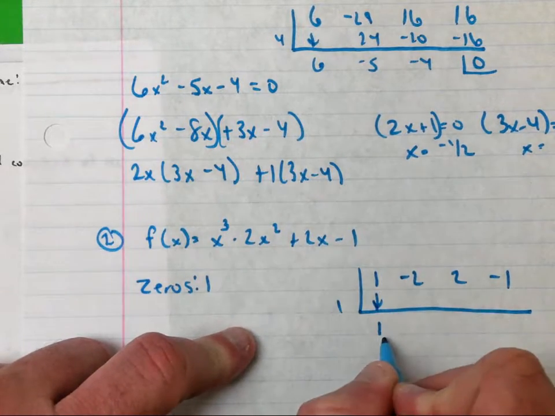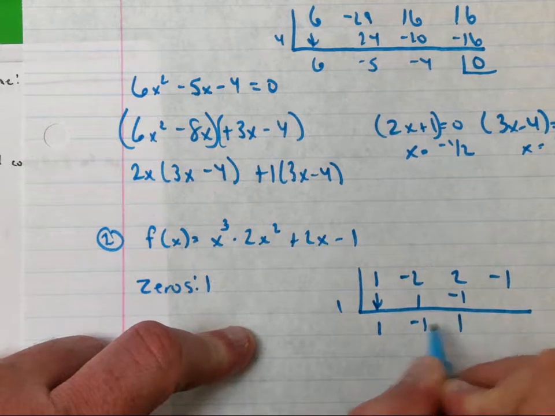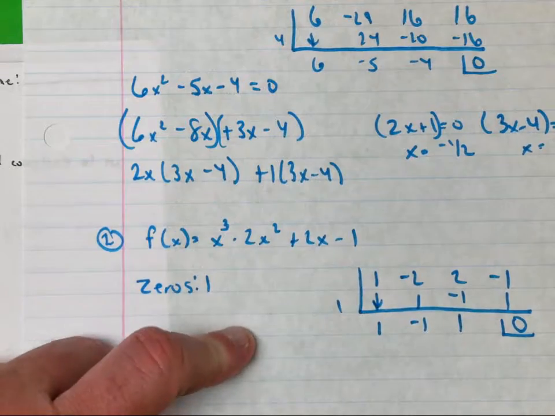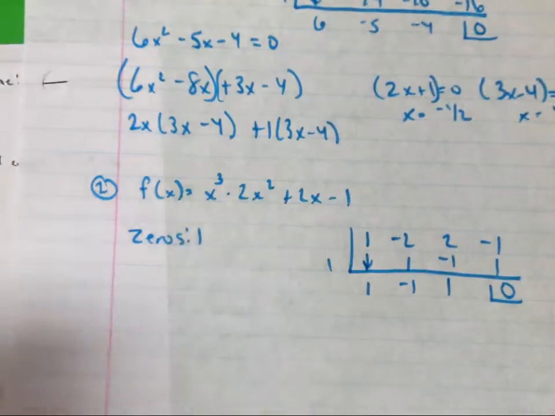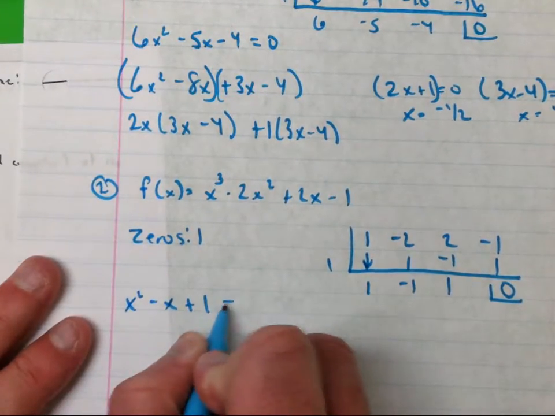Bring the first one down. 1 times 1 is 1. 1 times negative 1 is negative 1. I should get a remainder of 0, and in fact I did. Now I'm going to rewrite this quadratic. This will be x squared minus x plus 1 equals 0.